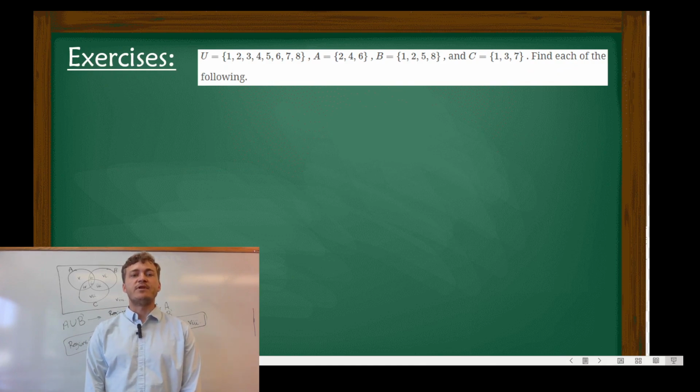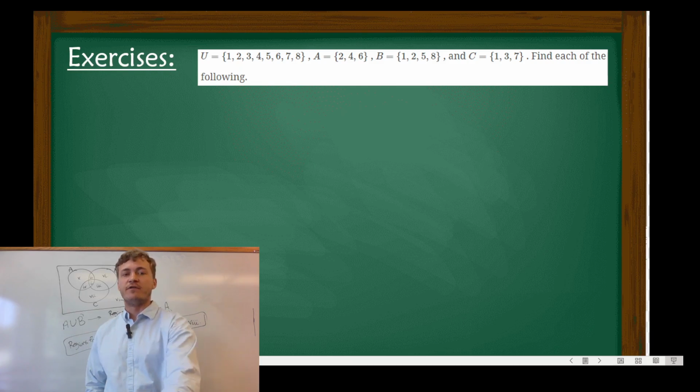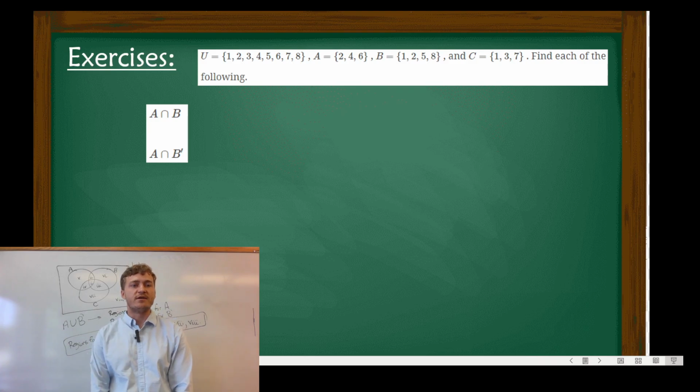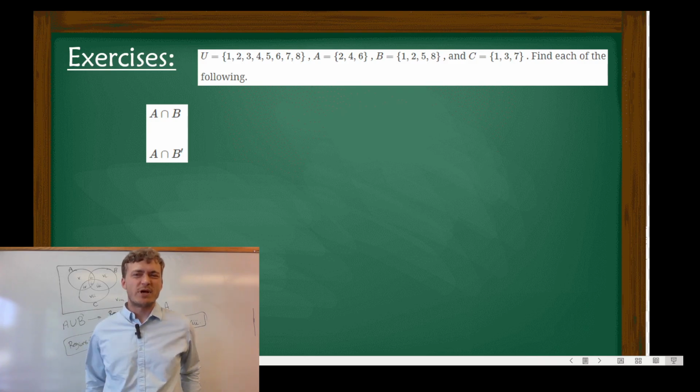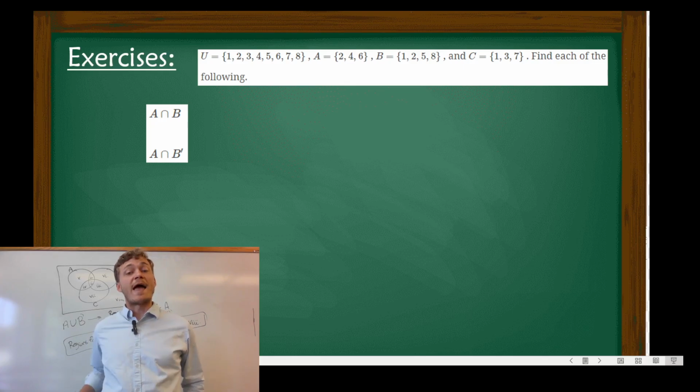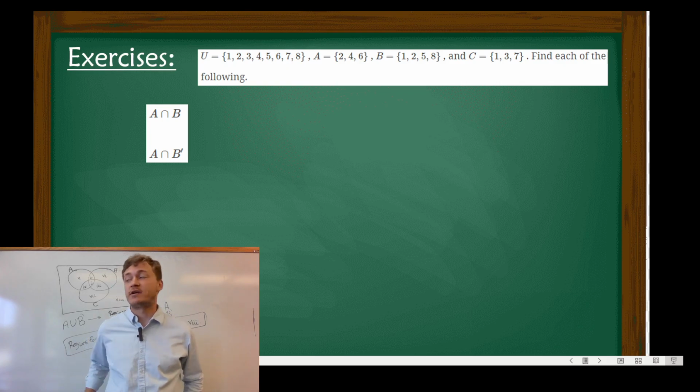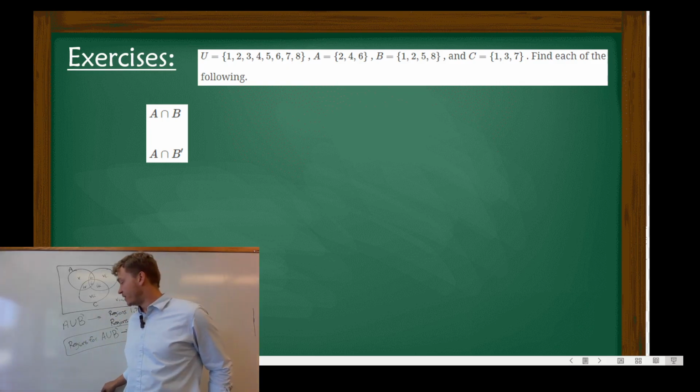Look at another exercise here with a given universal set, as well as sets A, B, and C. Find each of the following. And we will list out our first 2 examples. We'll find A intersect B, and then we'll find A intersect B complement. With some of the examples, we might feel that we don't have to create a Venn diagram, and that's true. For A intersect B, we're just determining what are the elements that are in both A and the elements that are in B.